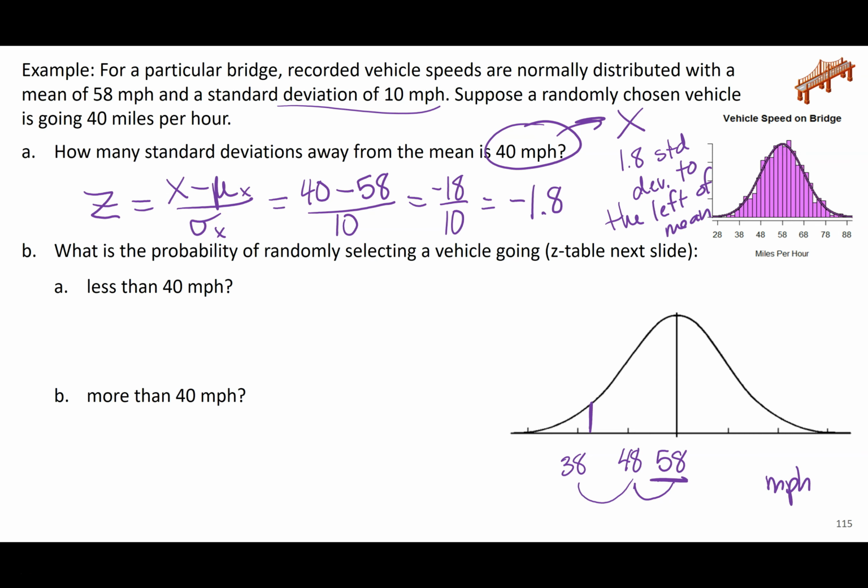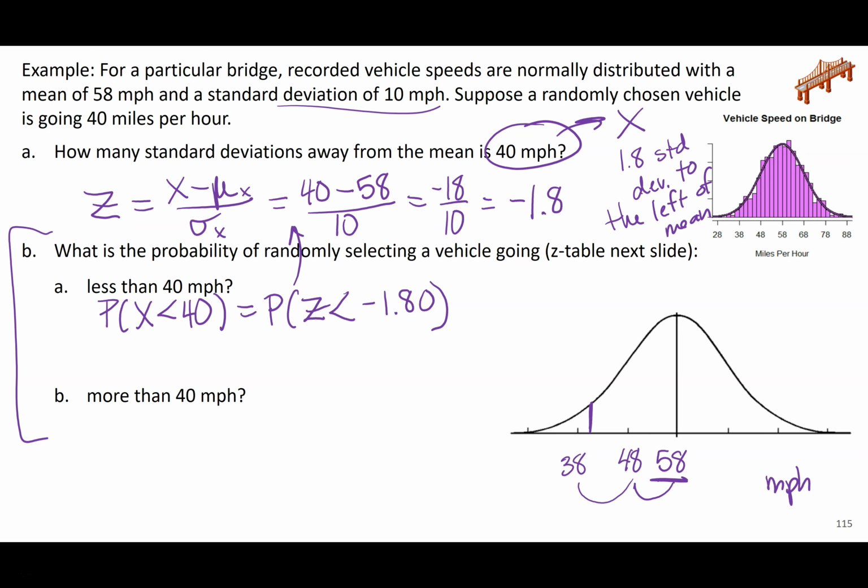So from there, I might want to answer a few questions. I have the z-score. I can use it to find probability values using the z-table. So the first question I'm going to ask, hey, what's the probability that I randomly select another car and it's going slower than 40 miles per hour? So I want this area here. So the probability that x is less than 40 is going to be the same as the probability that this z that we just calculated is less than negative 1.8. I'm going to throw the 0 in there as well.